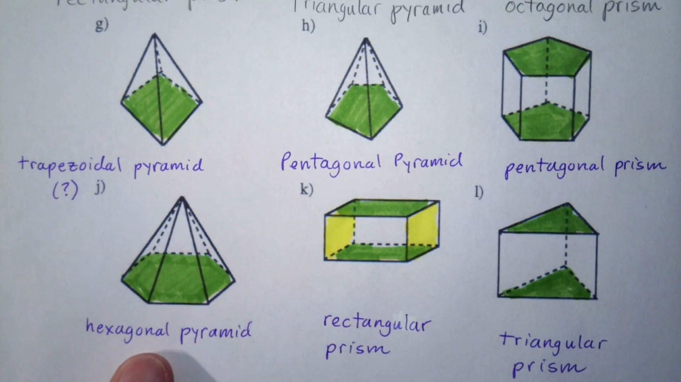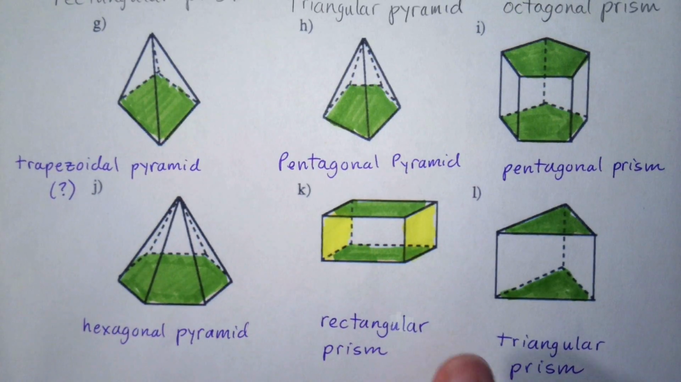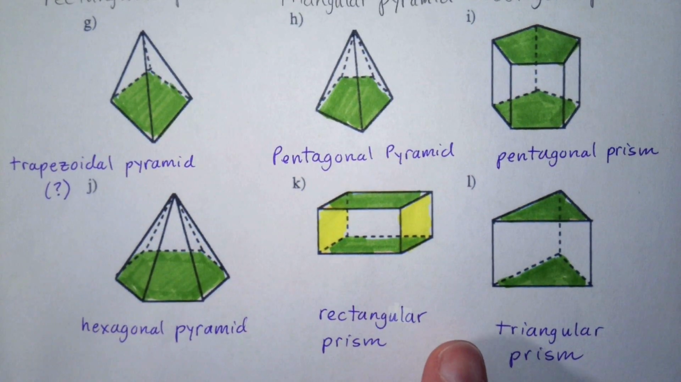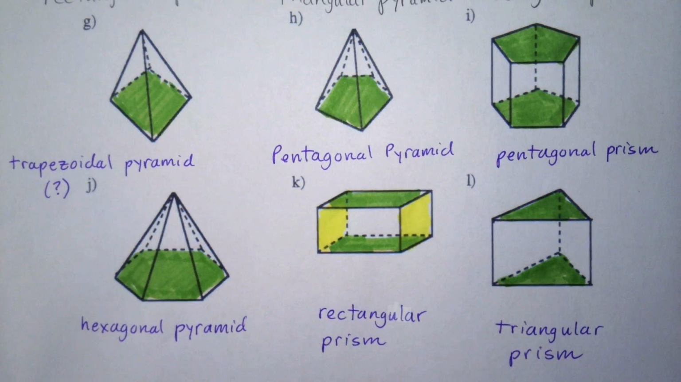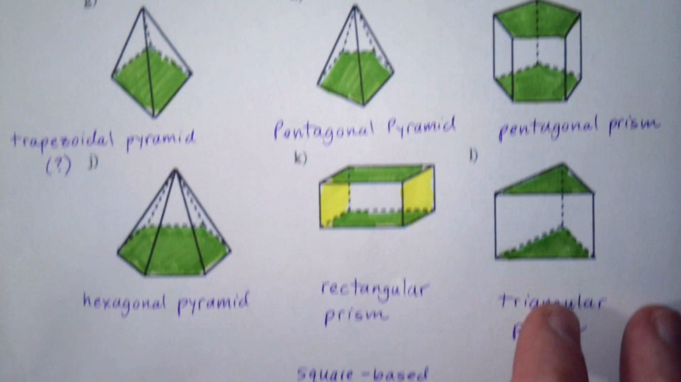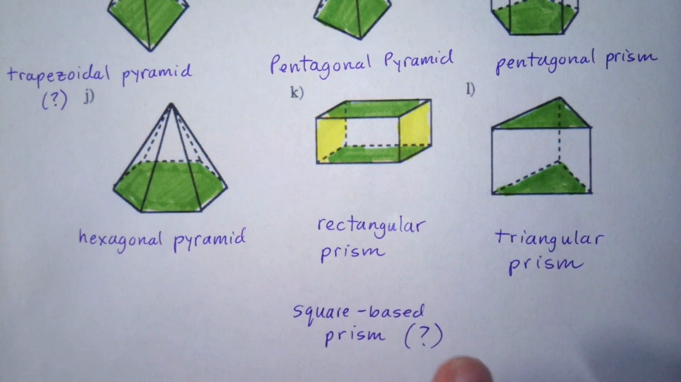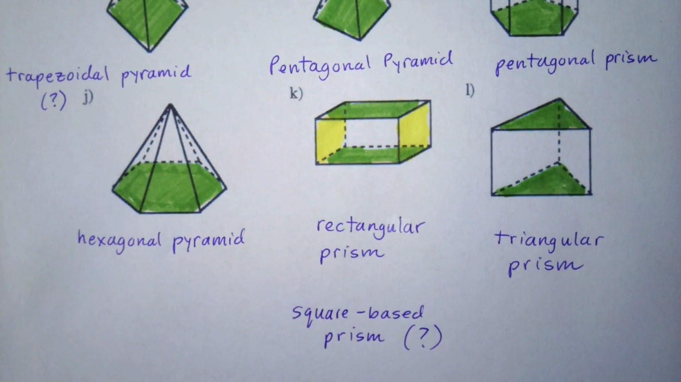Letter J, hexagonal pyramid. Letter K, a rectangular prism, if I use the top and bottom, or the left and right as the bases. Or I call it a square-based prism, possibly, assuming that the left and right side are squares. And last one, letter L, is a triangular prism. I hope you guys did well on those.